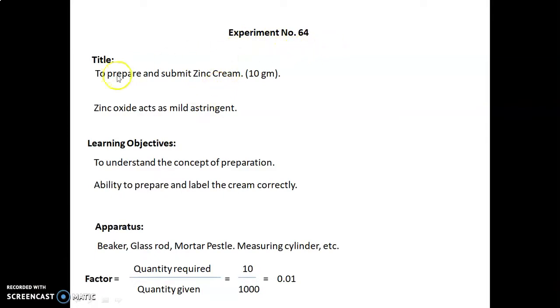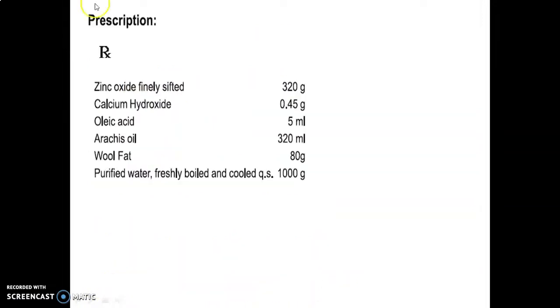Experiment number 64. The title of this experiment is to prepare and submit zinc cream 10 gram. Zinc oxide acts as a mild astringent. Learning objectives are to understand the concept of preparation, and the ability to prepare and label the cream correctly. Apparatus required are beaker, glass rod, mortar, pestle, measuring cylinder, etc. Factor is calculated as quantity required upon quantity given, which is 10 upon 1000, that is equal to 0.01.